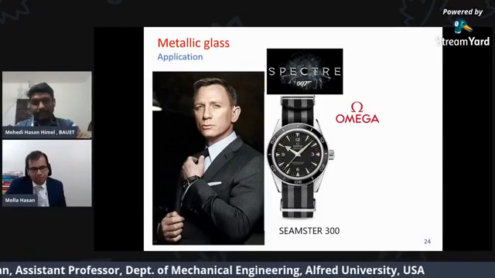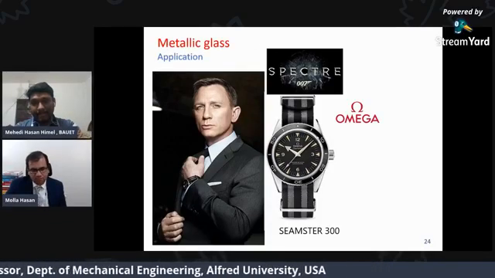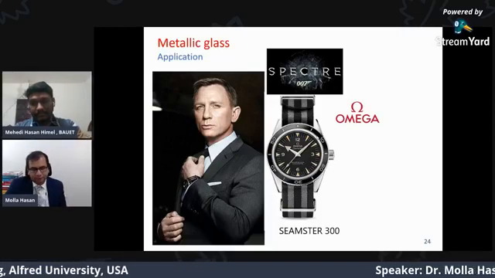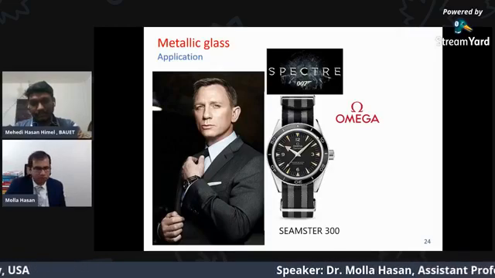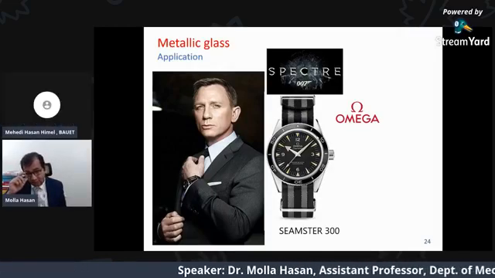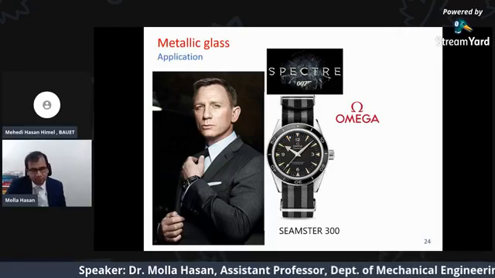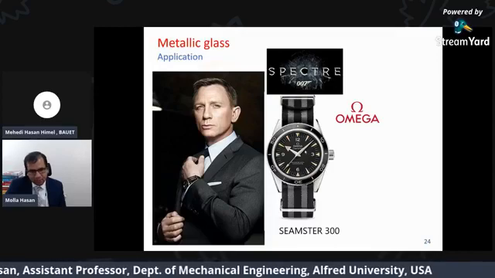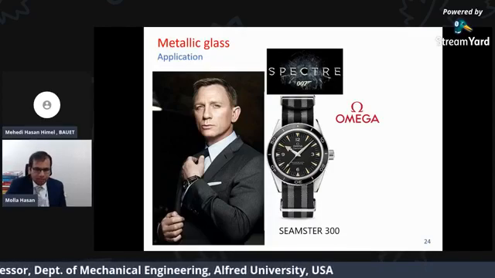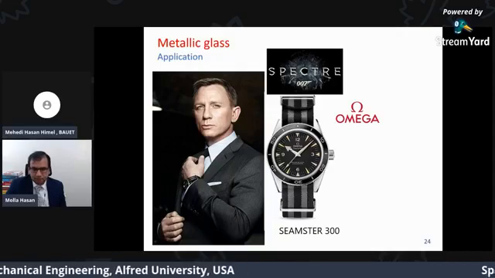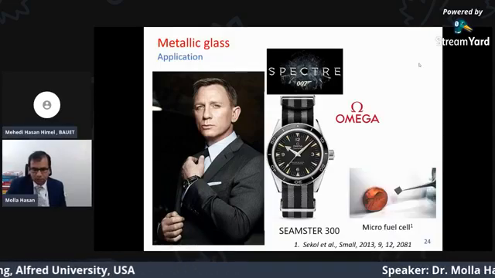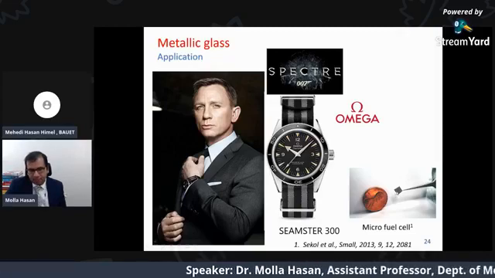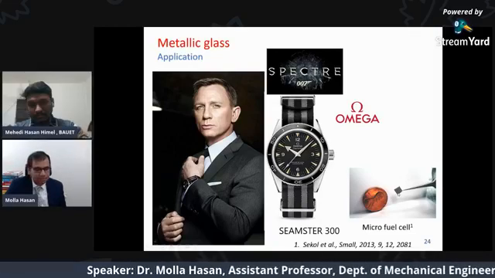So this is a watch. This is called Simstar 300, and this watch was used in one of the James Bond movies, the Spectre movie. I don't know the year. Some of the parts of this watch, especially these dials, were made of metallic glasses, and these fuel cells are entirely built with metallic glasses. So there it has some applications.